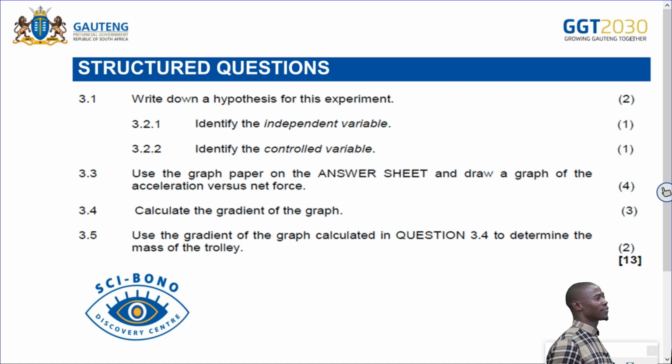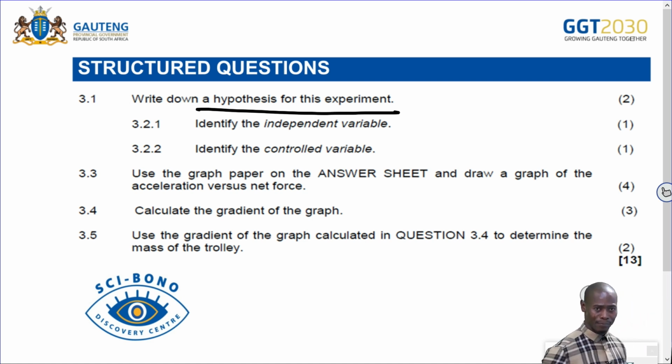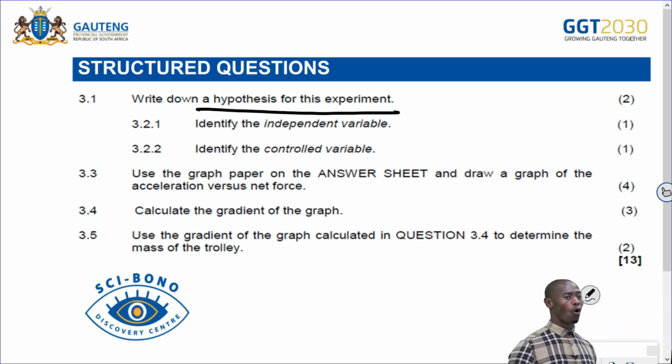So write down the hypothesis for this experiment. You can't give us a hypothesis that is wrong, something that will never happen. You can't say I'm expecting acceleration to be inversely proportional to the net force. You cannot do that. According to Newton's second law, acceleration should be directly proportional to the net force. So the hypothesis will be acceleration will be directly proportional to the net force, or as net force increases, we are expecting acceleration also to increase. That will be your hypothesis.